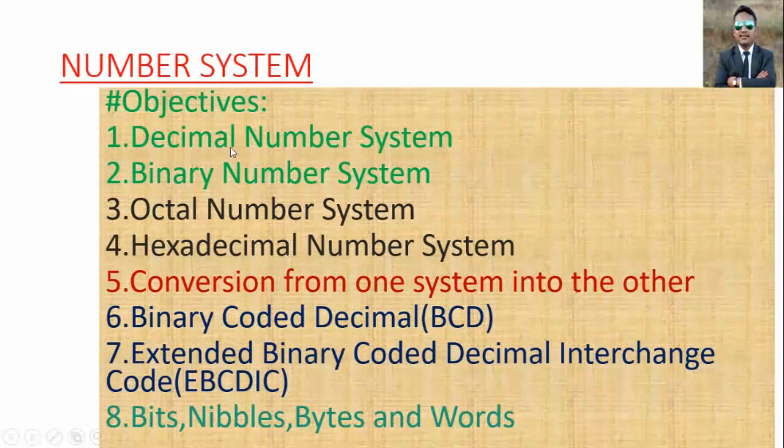First objective is decimal number system. Second, binary number system. Third, octal number system. Fourth, hexadecimal number system. And fifth, conversion from one system into the other. Sixth, binary coded decimal, which can also be called BCD. Similarly, extended binary coded decimal interchange code, which can also be called EBCDIC. Similarly, we will study the basic concepts of bits, nibbles, bytes, and words.